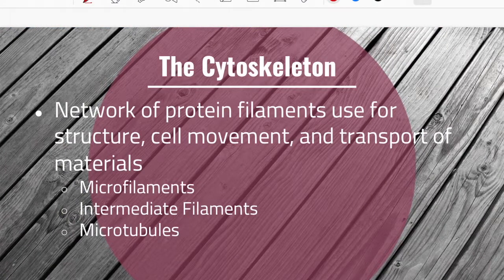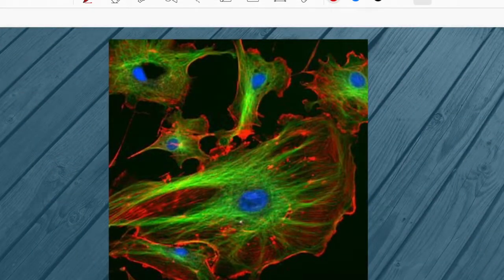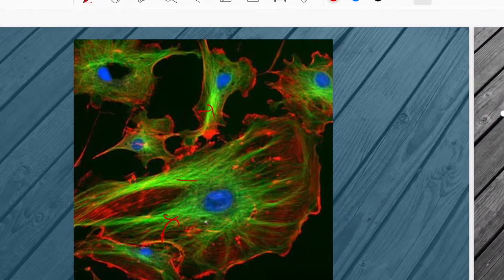Cytoskeleton is a network of protein fibers. It's used for structure, it helps cells move, and it helps to move materials within the cell. There are 3 types, and they're named according to size, with microfilaments being the smallest and microtubules being the largest, and the intermediate is in between. And what you're seeing when you look in this phosphorescent picture, it's really cool. All the green that you're seeing is cytoskeleton within cells.